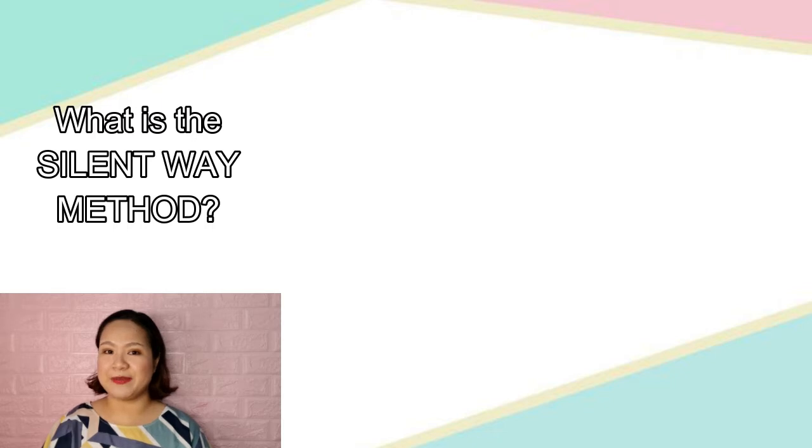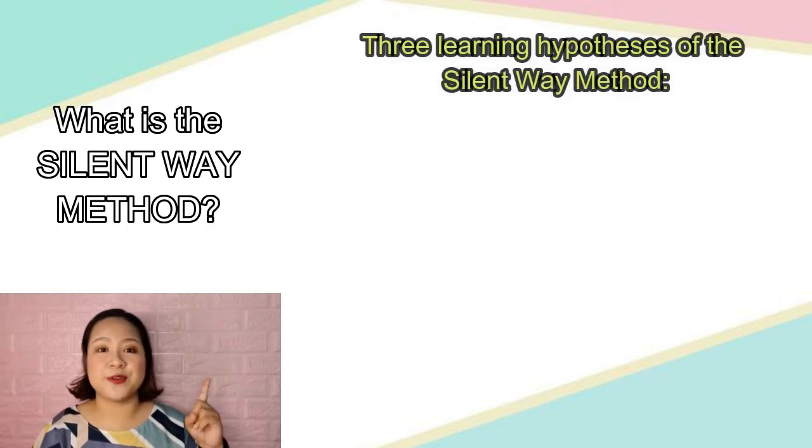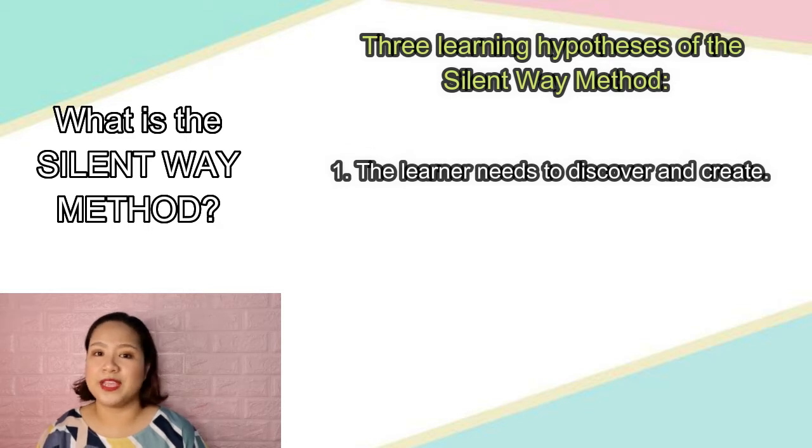The Silent Way method has three basic learning hypotheses. First, the learner needs to discover or create. Since the teacher won't be speaking much in a Silent Way classroom, it is up to the learners to discover or create ways on how they can understand concepts better and achieve near-native fluency in the target language.